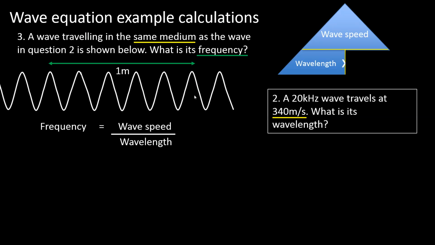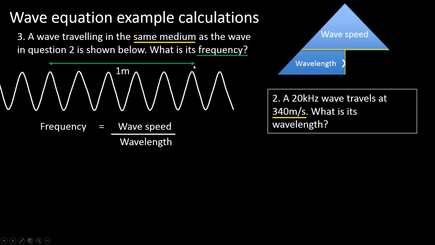The code word in this question is same medium. If you remember what we said earlier in the video, if a wave's travelling through the same medium, it has the same speed. So that means, because we're talking about the wave travelling in the same medium as question 2, it will be moving at the same speed as the wave in question 2. So there's our speed, 340 meters per second. Second thing we need is wavelength, and for that we can get from the diagram. It says, it's shown below. We need to look at this diagram and see what the wavelength is.